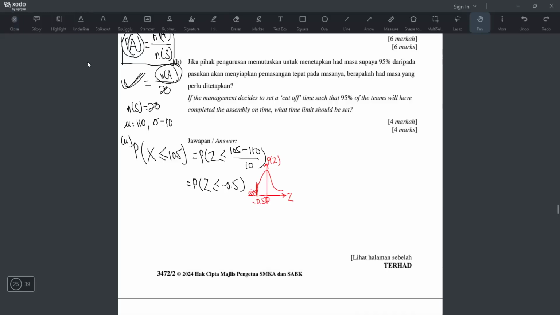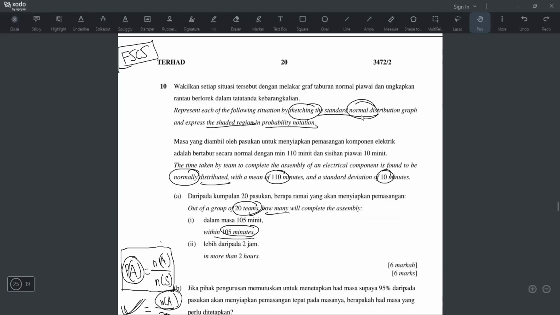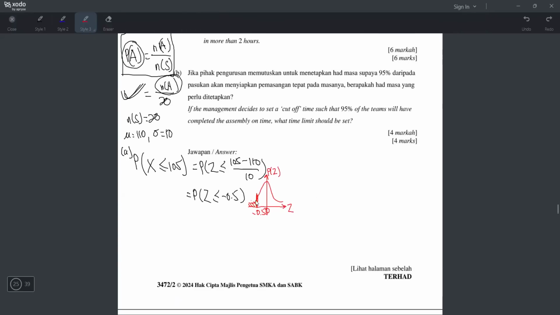But the question says what? Sketch the standard normal distribution graph and express the shaded region in probability notation. So what is the shaded region in probability notation? This one. P(Z smaller than negative 0.5). Okay, I'll write it also. P(Z smaller than negative 0.5). Okay, now we can continue our working from here. Smaller negative can be changed to bigger positive.